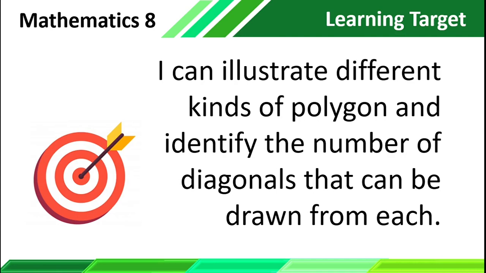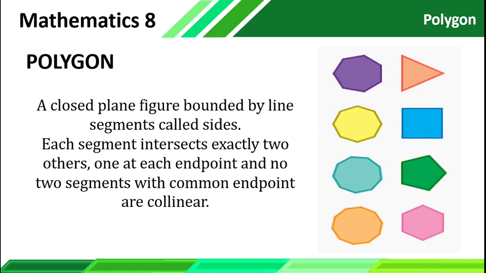In today's lesson, you should be able to illustrate different kinds of polygon and identify the number of diagonals that can be drawn from each. But what do we mean by polygon? When we say polygon, it is a closed plane figure bounded by line segments called sides. Each segment intersects exactly two others, one at each endpoint, and no two segments with a common endpoint are collinear.